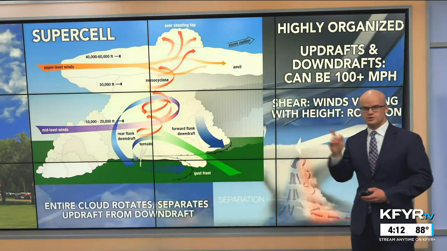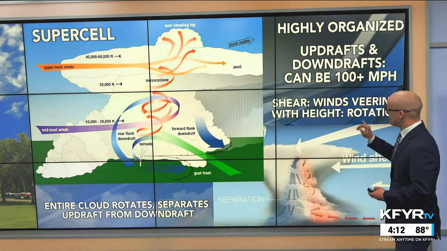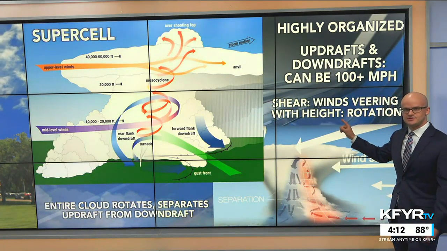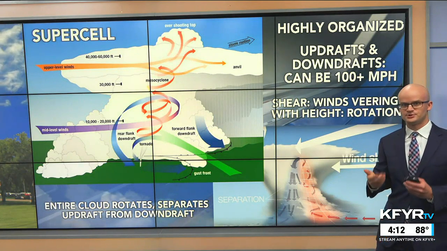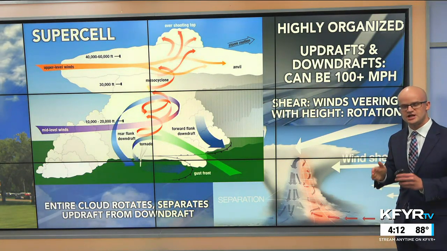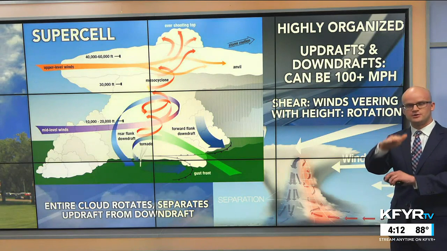And these are what usually produce our tornadoes. It's all because of shear, though, in the atmosphere. Shear needs to be present for these supercells to form. Shear is the changing of winds with direction or speed with height.